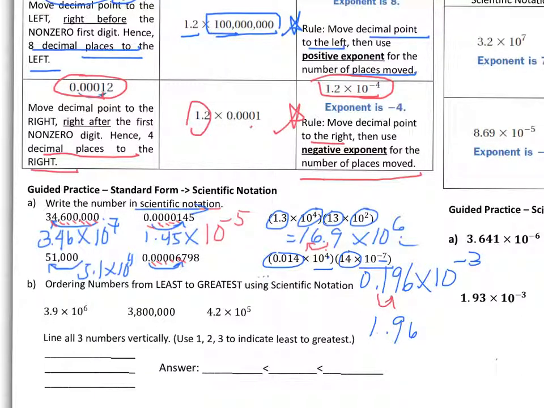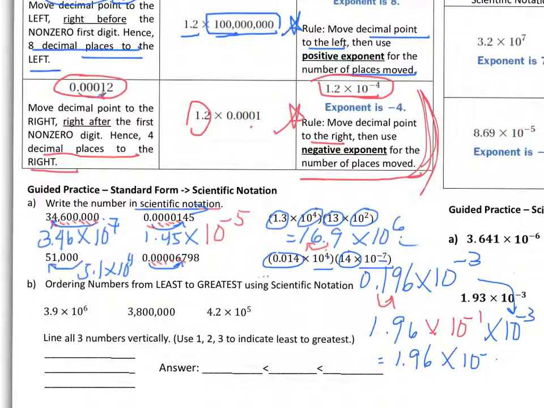Okay, so because we did that, we need to multiply by 10 to the negative 1 power. Okay, this rule right up here. All right, and then we need to multiply by 10 to the negative 3rd. I just brought that down. And our final answer is 1.96 times 10 to the negative 4th power.